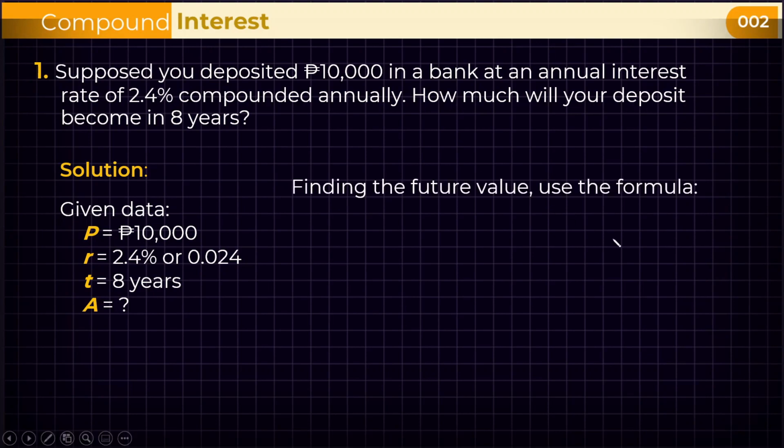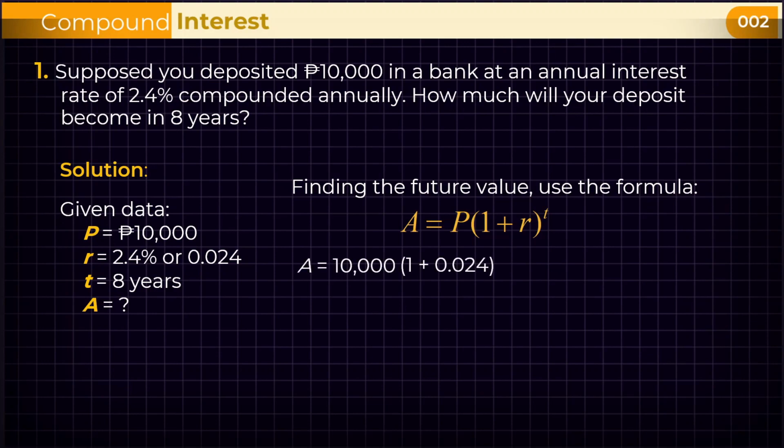So finding the future value, we will be using the formula A is equal to P, the quantity 1 plus R raised to the power of T. By substitution, we have 10,000 multiplied by 1 plus 0.024. That's going to be raised to the power of 8. Take note that we have to simplify first 1 plus 0.024 before we raise that to the power of 8, and eventually to be multiplied by 10,000.